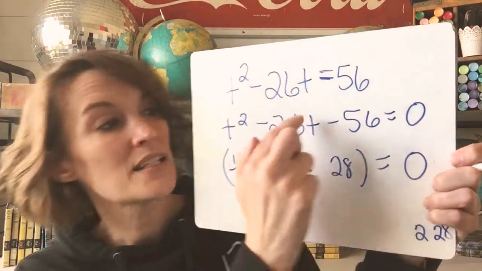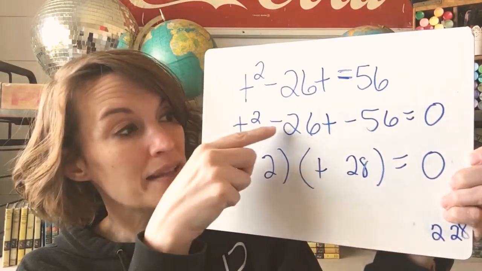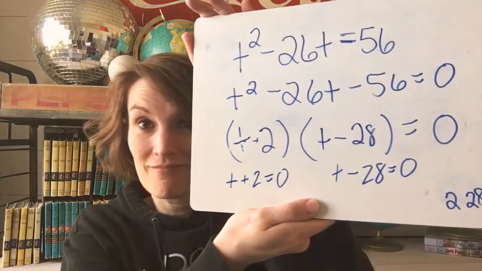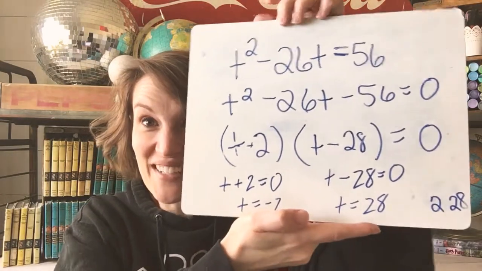Okay, this tells me they multiply to give me a negative. That means their signs are not the same. But the bigger number needs to be a negative. So negative 28, positive 2. Still not done. Got to set each one of these equal to 0. And now I solve. So for one, t is equal to negative 2, and for the other, t is equal to 28. And that's how you solve quadratic equations by factoring. Have a great day.